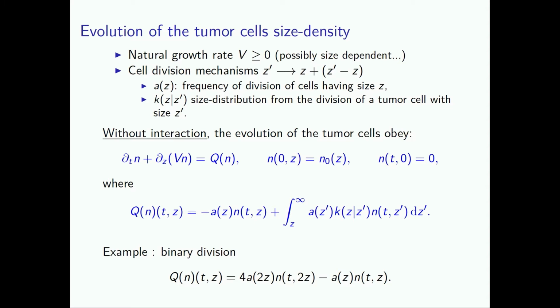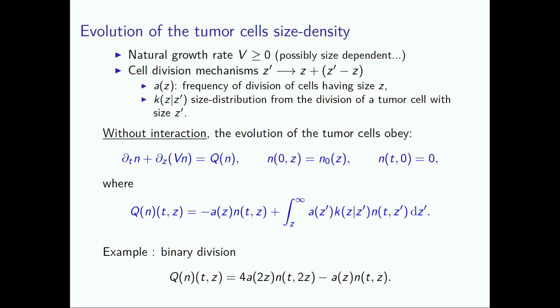When we completely neglect all the interaction with the immune system, that will be written later on, we obtain this equation for the evolution of the tumor cells. On the left of the equation, you have just a transport term in the space of size, just due to the growth rate V. And on the right-hand side, you have the cell division mechanism, which is described with the operator Q of n.